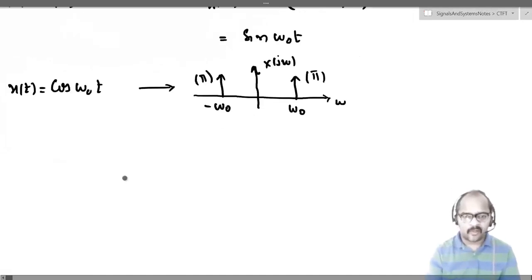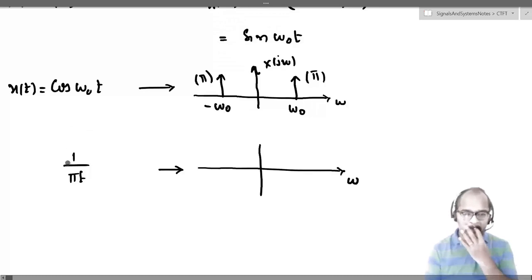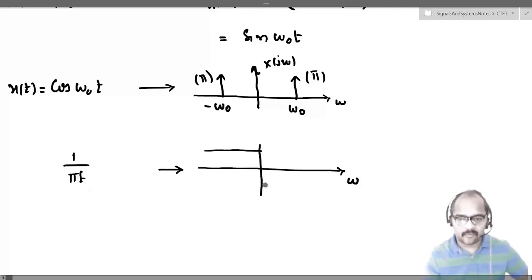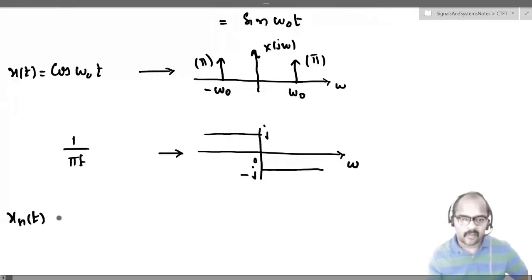Now we want Hilbert transform, and Hilbert transform means you have to convolve cos omega naught t with 1 by pi t. We will do that in frequency domain. Just now we have seen that Fourier transform of 1 by pi t is minus j signum of omega, whose plot we have plotted like this. So this is plus j and this is minus j. So Hilbert transform is xh of t equal to cos omega naught t convolved with 1 by pi t.